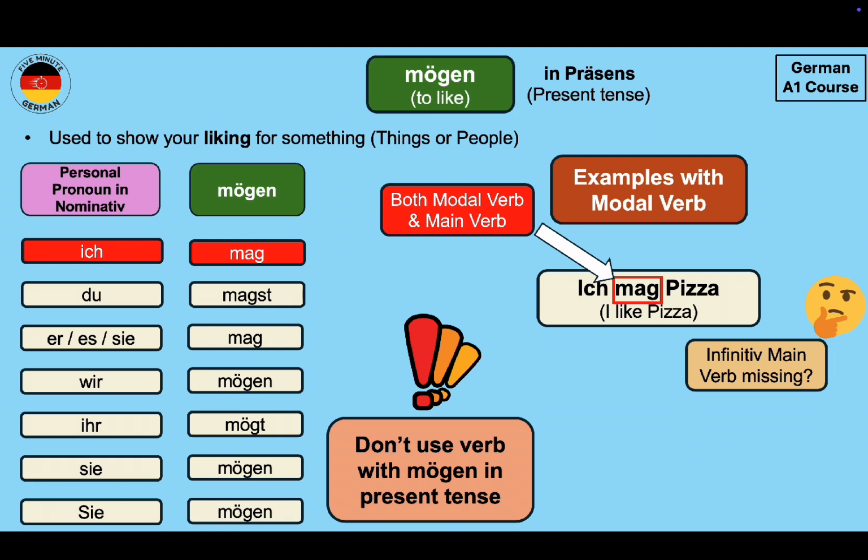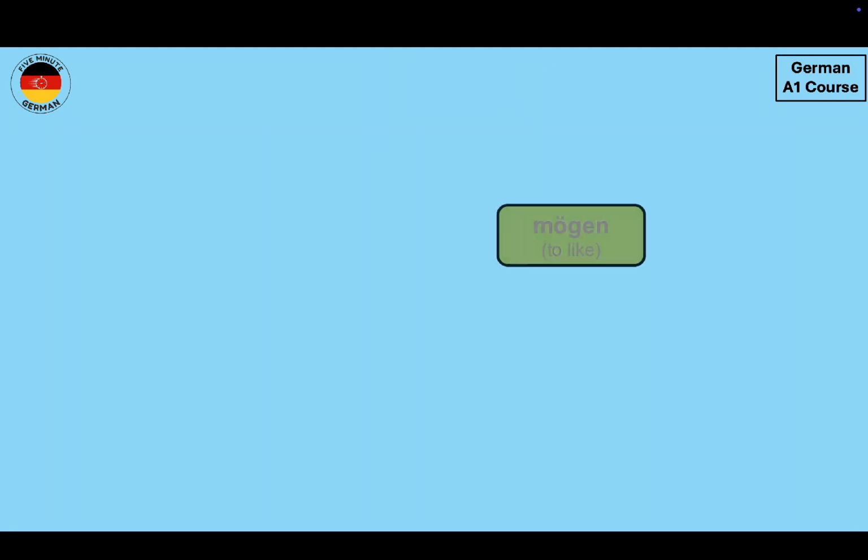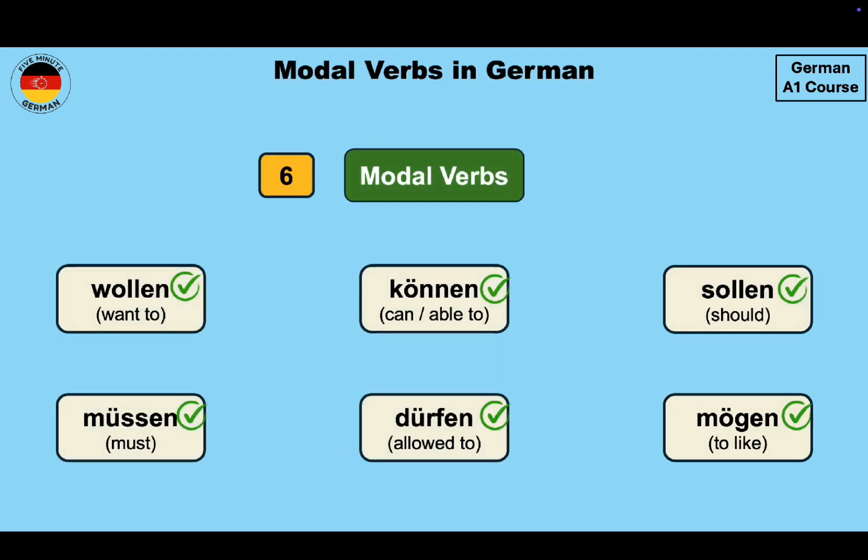Now if I used mögen with a verb, for example, ich mag schwimmen, I like to swim, then this will not be correct. So just keep this in mind that you will use the modal verb mögen in the present tense only with things or people and not with a verb. So these were the 6 modal verbs in the present tense.